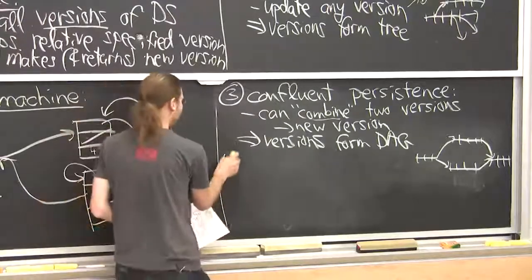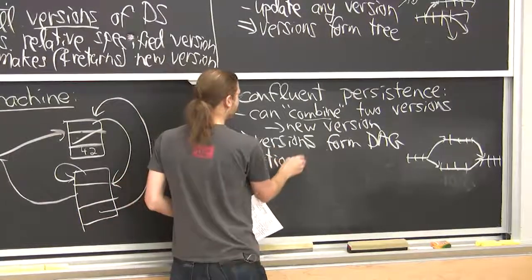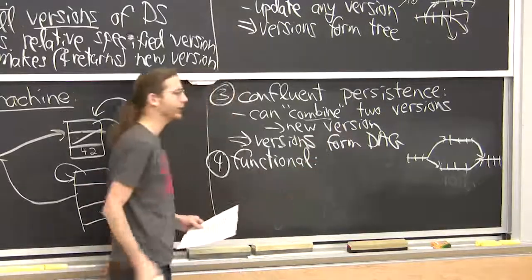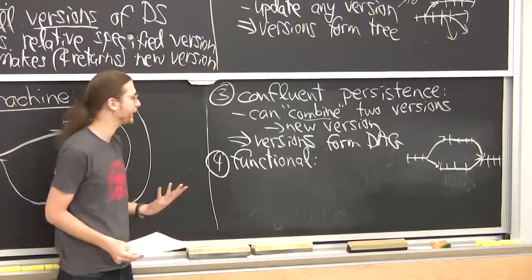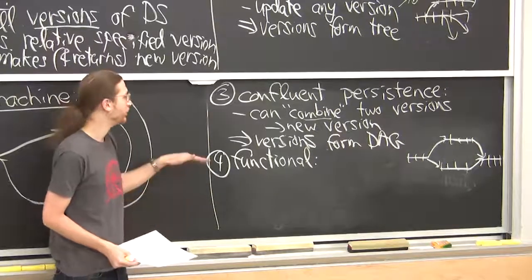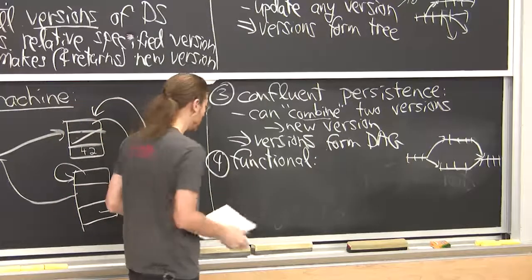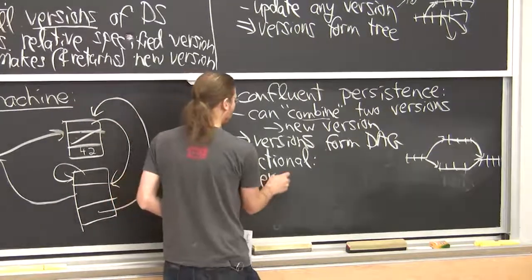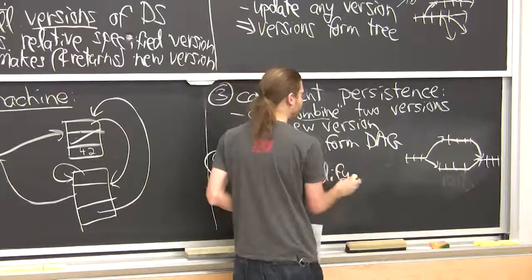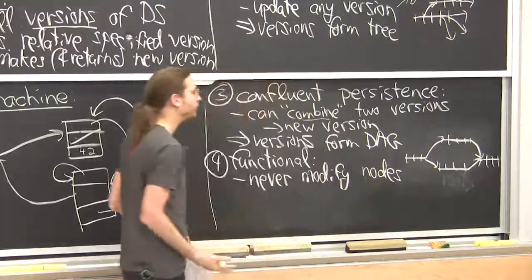Then there's another level, even more than confluent persistence. This is hard to interpret in the time travel world, but it would be functional data structures. If you've ever programmed in a functional programming language, it's a little bit annoying from an algorithm's perspective because it constrains you to work in a purely functional world. You can never modify anything. Okay, now we don't want to modify versions, that's fine, but in a functional data structure you're not allowed to modify any nodes ever. All you can do is make new nodes.